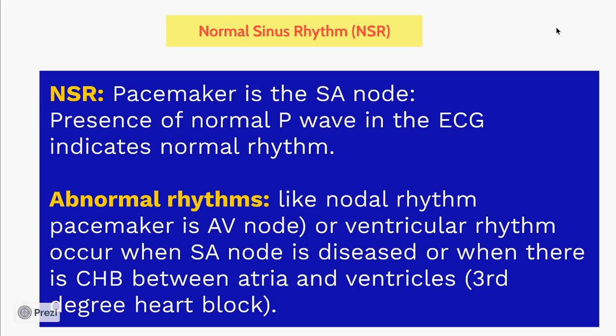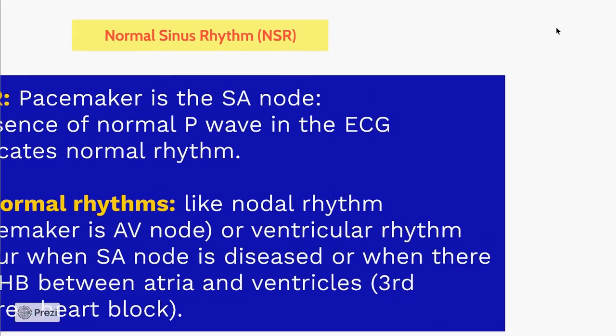If the rhythm doesn't start in the SA node, there will be no P waves in the ECG, and this is called abnormal rhythm. Normal sinus rhythm is when you see P waves on the ECG. If there is no P wave in the ECG, this is not normal sinus rhythm, because the electric activity does not start at the native sinoatrial node, which is the pacemaker of the heart. Clear? That's clear.